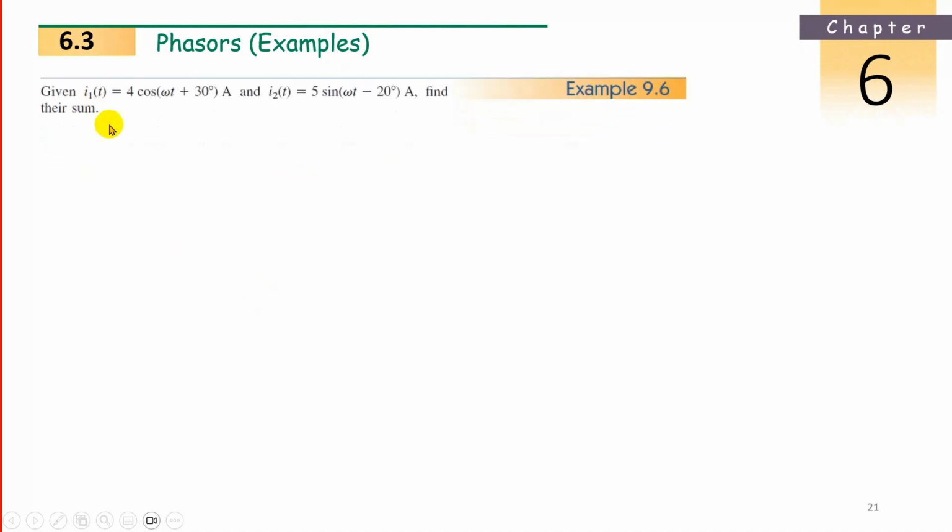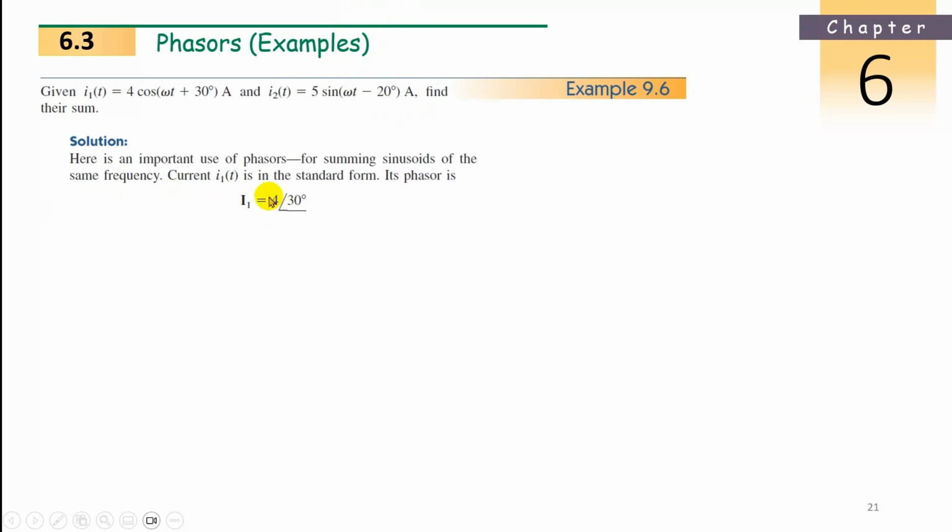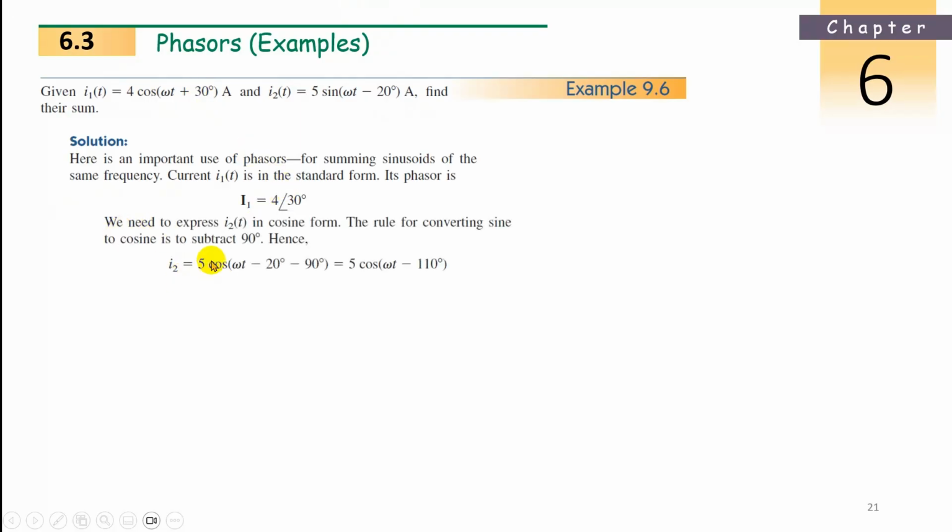Another example, no problem. We have I1 equals 4 cos omega t plus 30 and I2 equals 5 sin omega t minus 20. So here a sin term is there, and we have to change it into the cos term. So how will we change it into the cos term? 5 cos omega t minus 20 minus 90 degrees, because it is lagging when the sin term becomes a cos term. So it becomes 5 cos omega t minus 110.